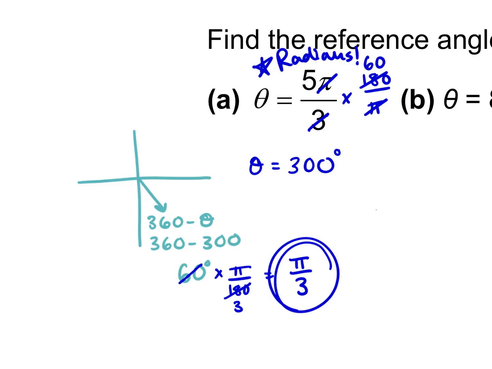So if the question is in radians, your answer also has to be in radians. So if you convert it in the beginning, you just have to make sure you convert it back for the reference angle. Remember, the reference angle is like a smaller version of your angle. So if your angle is radians, your reference angle needs to be radians.